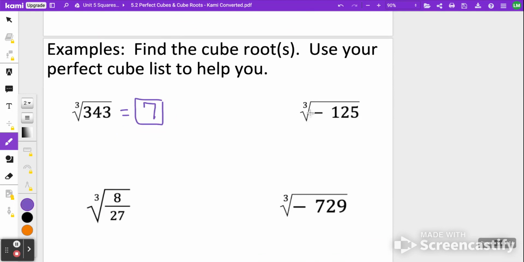And then the next one, the cube root of negative 125, that'll be negative 5. Go ahead and pause, see if you can try these next two. When you're done, click play to check your work.